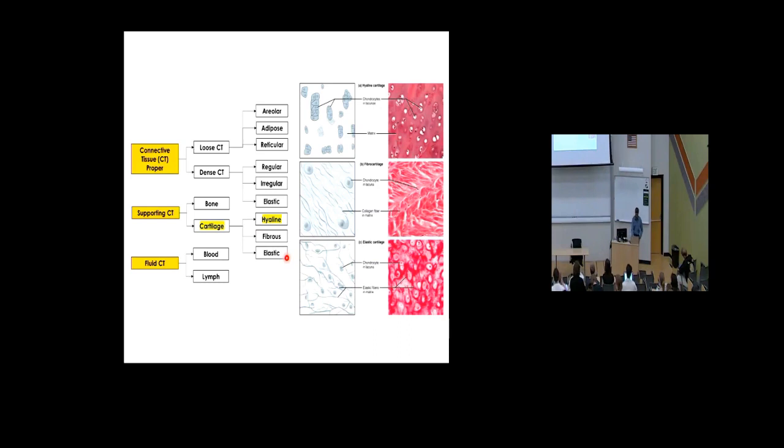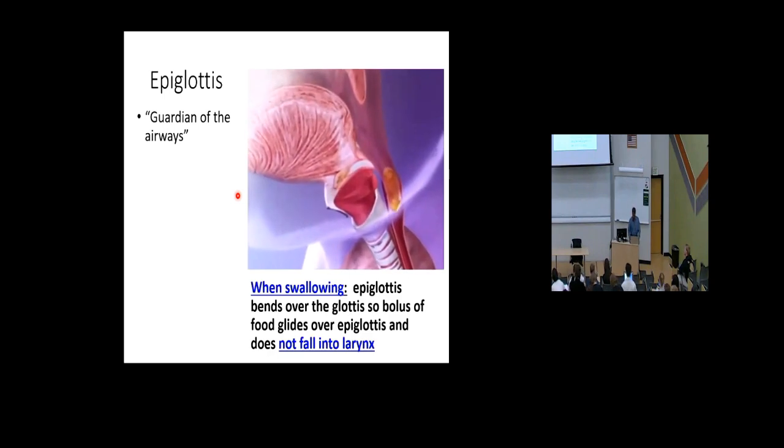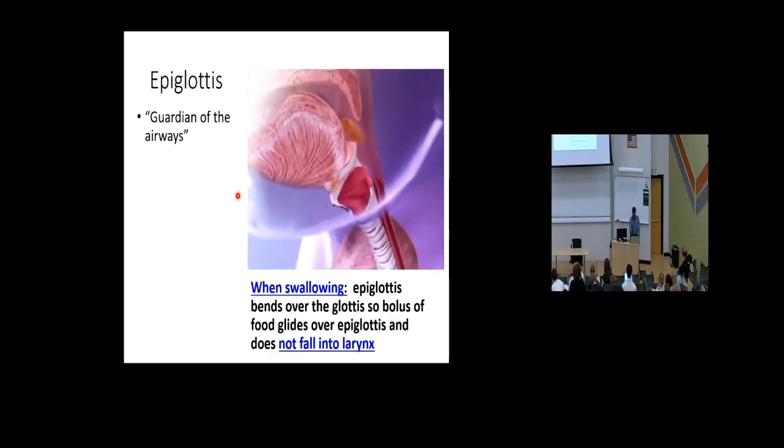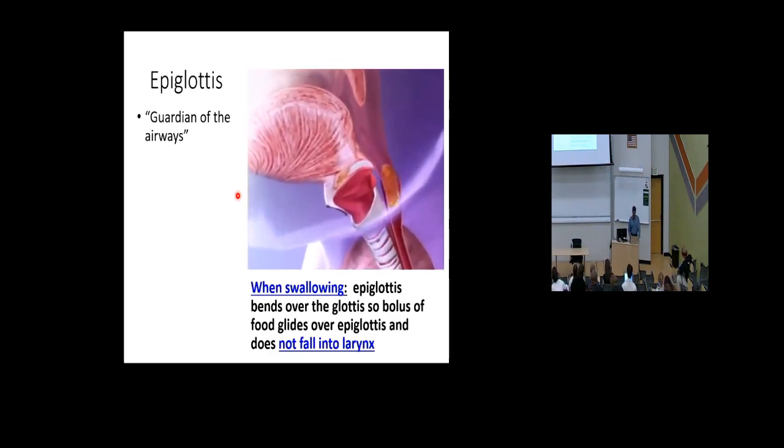All right, so moving on, now let's talk about the function of the epiglottis. Now the epiglottis is also known as the guardian of the airways. I always need to look at this, or else I will say galaxy. So it's the guardian of the airways, and what it does is this animation explains it pretty clearly.